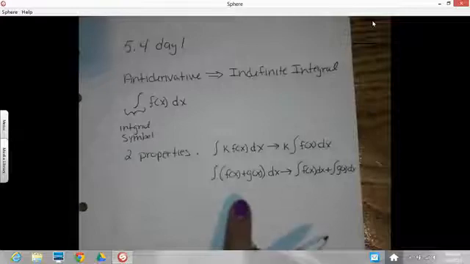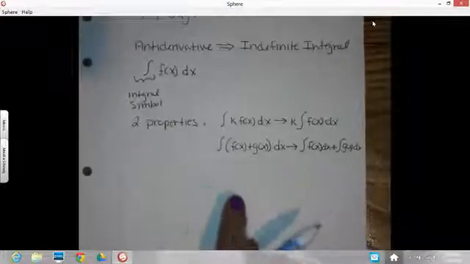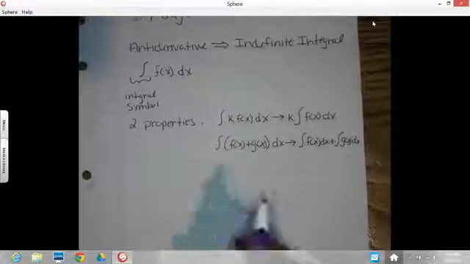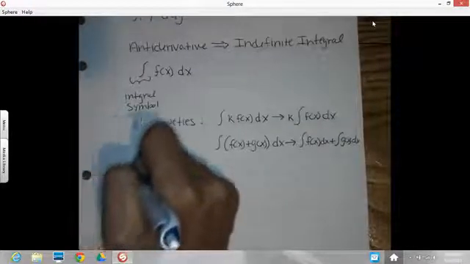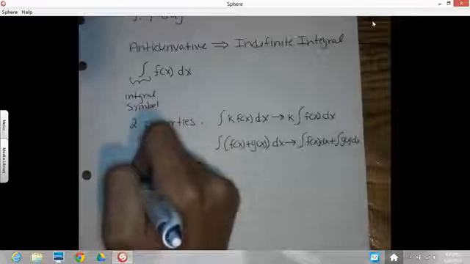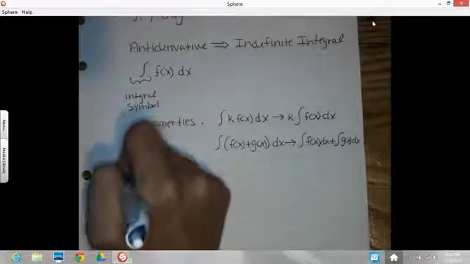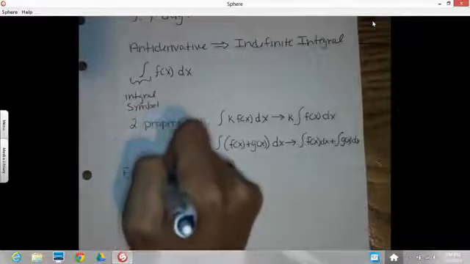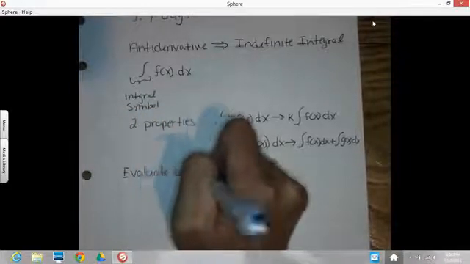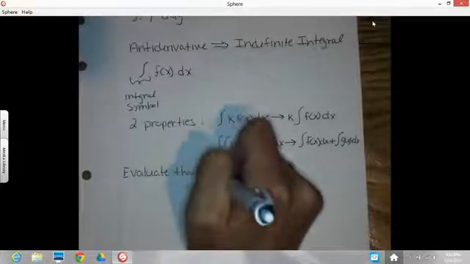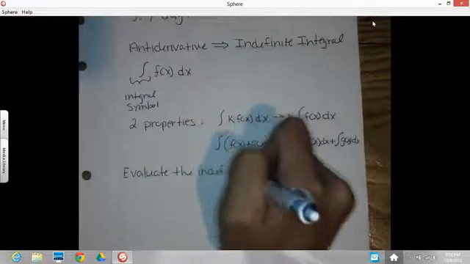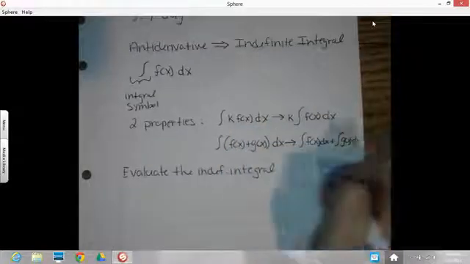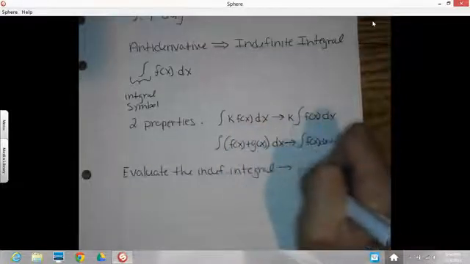We're going to do one more problem the intuitive way, then I'm going to give you the rule that you're going to use for integrating, one of them. So let's look at: evaluate the indefinite integral. Evaluate the indefinite integral just means find the antiderivative.